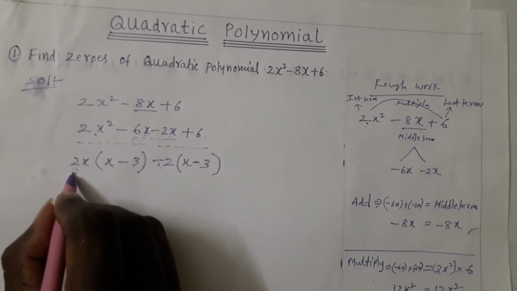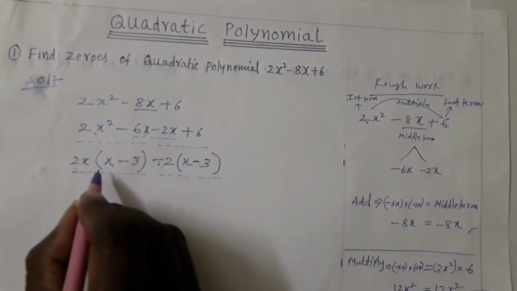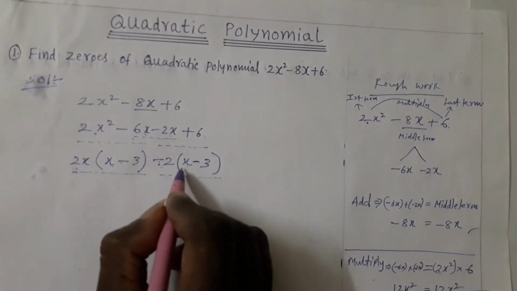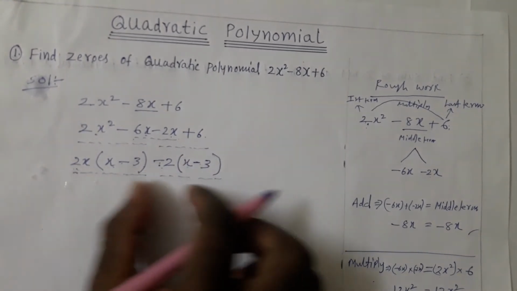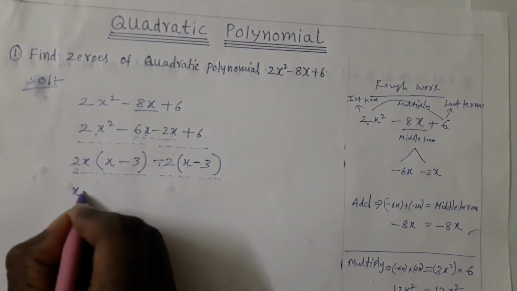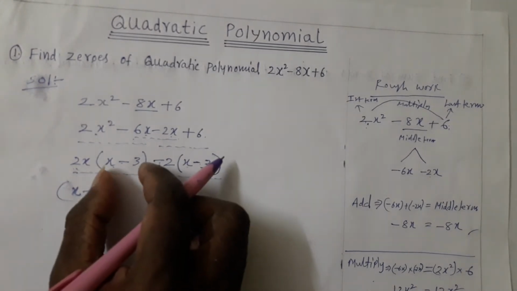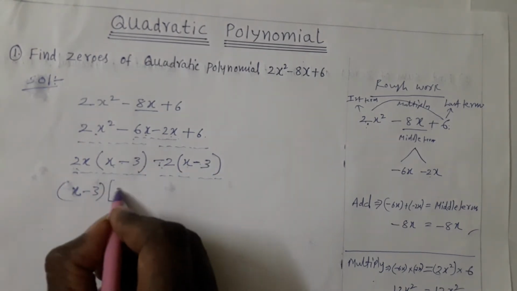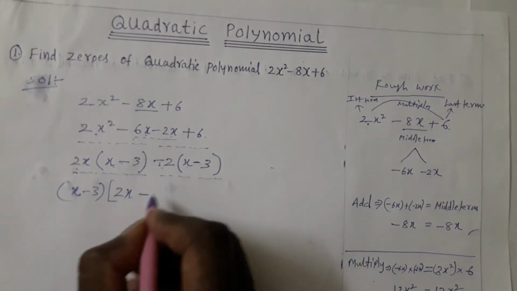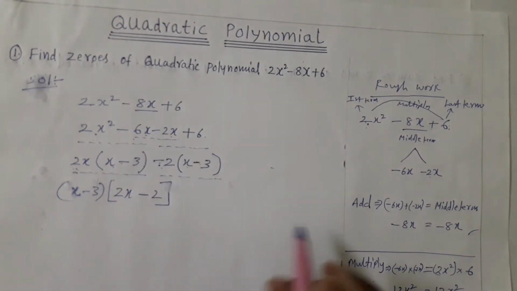Here, this is one term and this is one term, because this is with multiplication, not plus. So what is the common point? x minus 3 is the common. So take x minus 3 as common. Balance is 2x, and minus 2 is there. These are the factors of the quadratic polynomial.